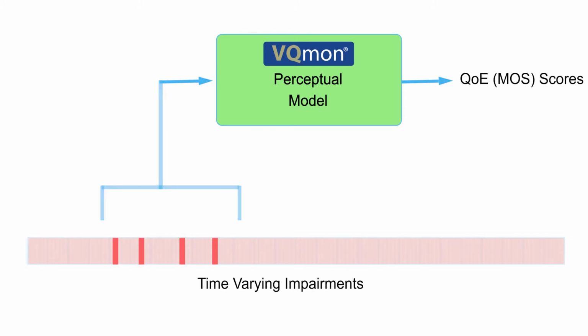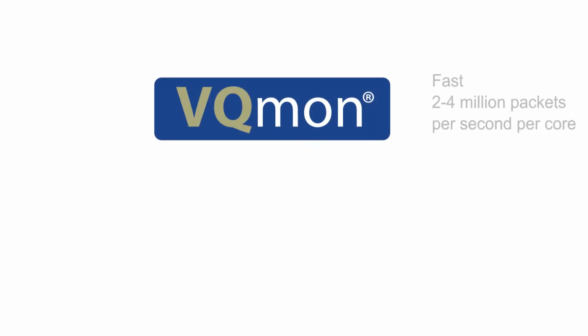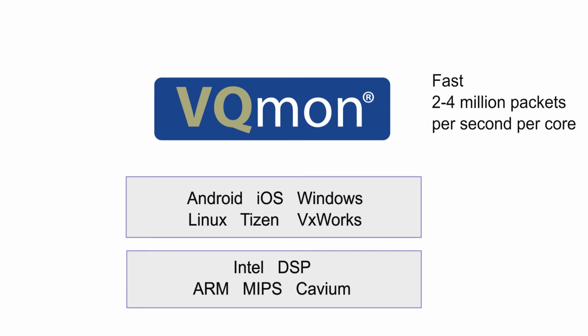In today's networks, media traffic is commonly encrypted for security and privacy. VQmon can analyze many types of encrypted media without decryption, including secure video conferencing, encrypted video streaming, and premium IPTV channels. VQmon is a high-performance technology that processes up to 4 million packets per second per CPU core while retaining a small memory footprint. It is easy to integrate and has been ported to Linux, Android, iOS, Windows, and other operating systems. It runs on all the common processor families and supports multi-threaded operation.